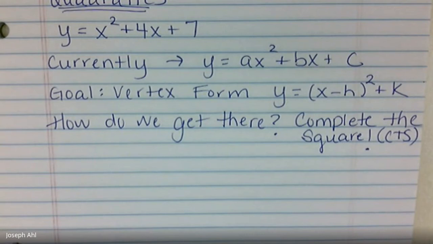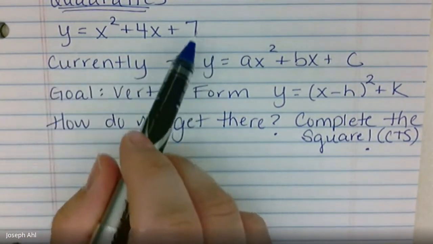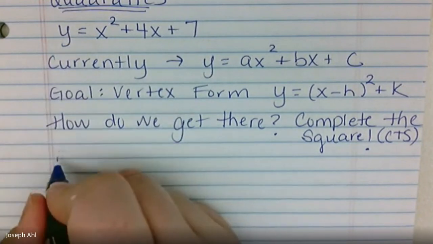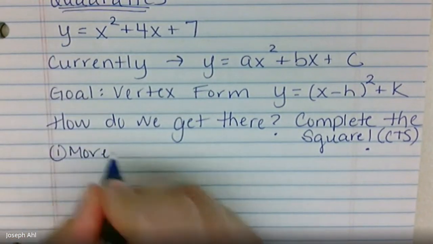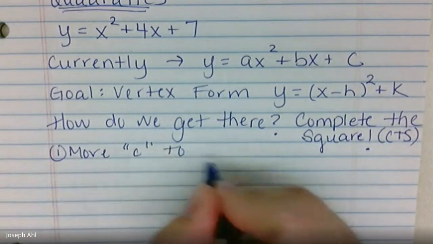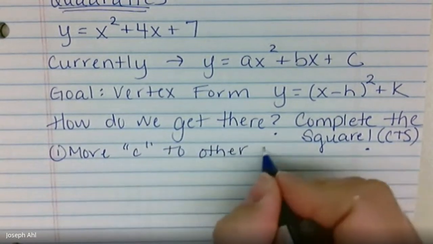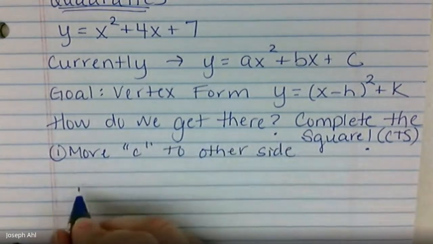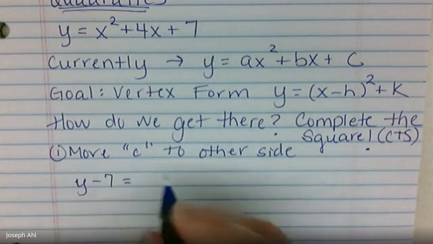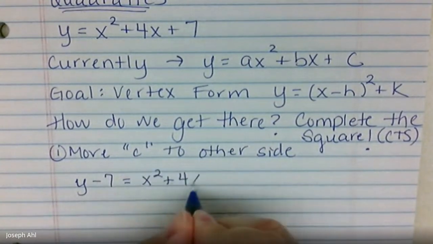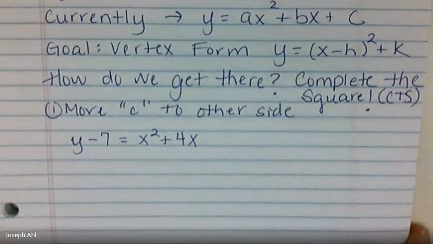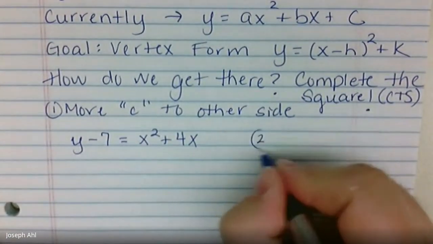Okay. So as far as steps go for completing the square, the first thing I like to do is I move the C term to the other side. So step 1, move C to the other side. So that's going to become y minus 7 equals x squared plus 4x. Okay.